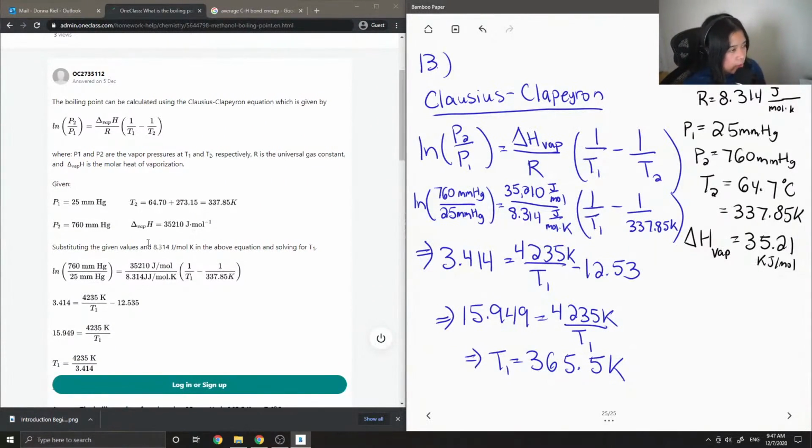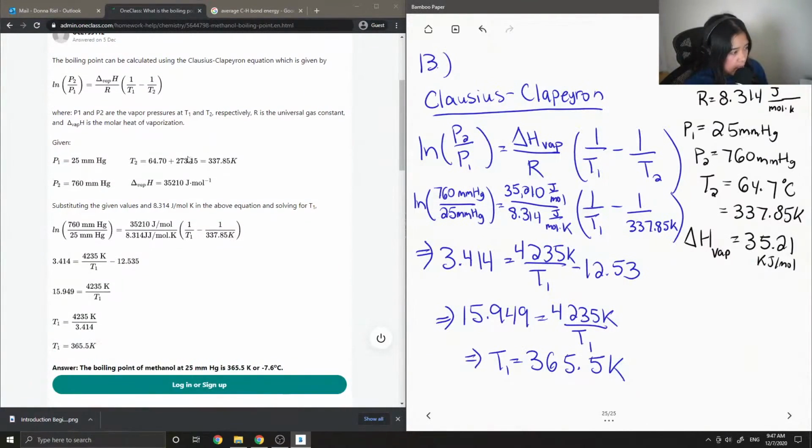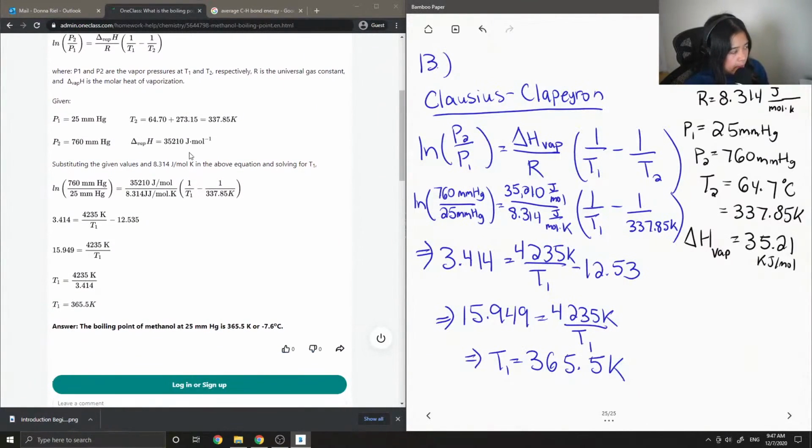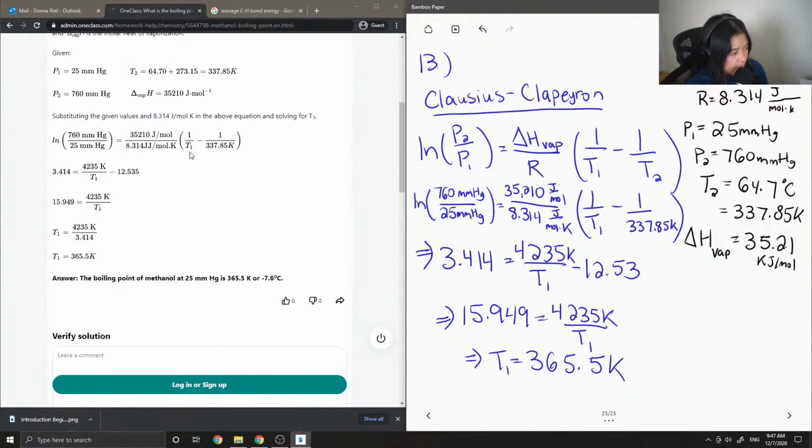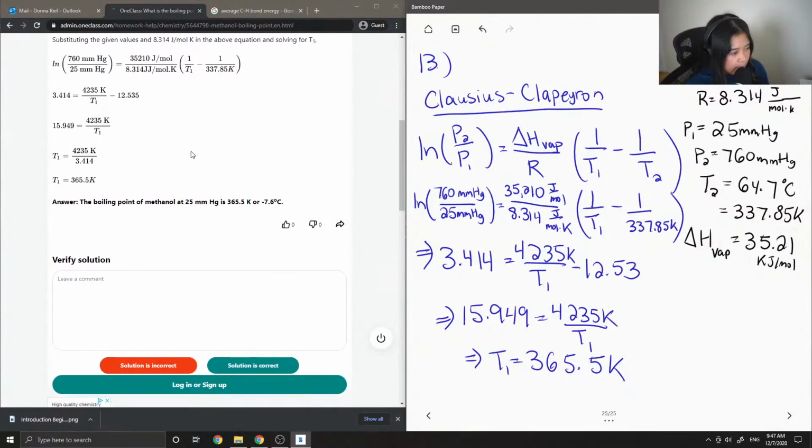Okay, so the junior tutor used the Clausius-Clapeyron equation as well. They showed how they got all of their values, plugged it into the equation, and also got 365.5 Kelvin. So the solution is correct.